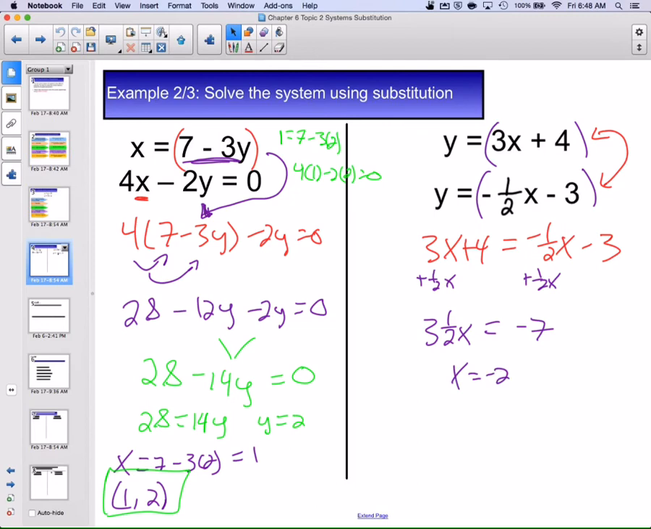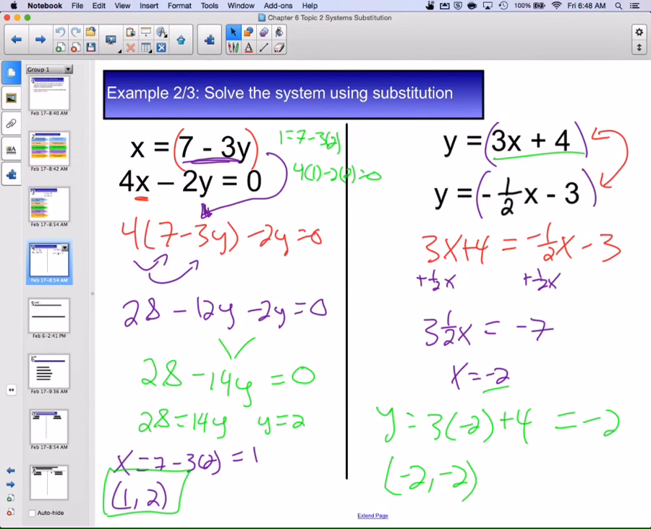Now I have a choice. I can plug my negative 2 into this one or into this one, depending on which one I want. I'm just going to plug it into the first one. So y equals 3 times negative 2 plus 4. That's negative 6 plus 4, or negative 2. It appears my answer might be negative 2, negative 2.